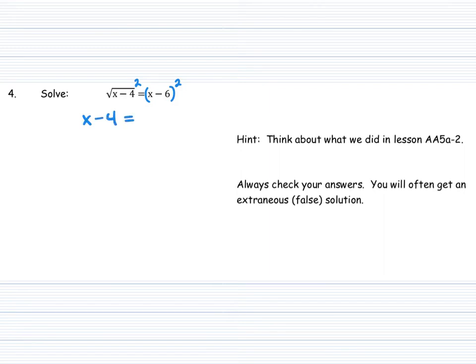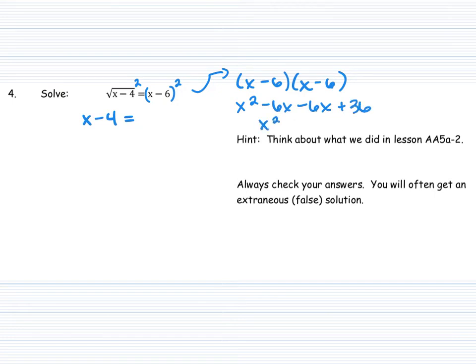Over here, though, on the right side, you need to make sure you remember that this is not x squared plus 36. This is x minus 6 times x minus 6, which, if you multiply it all out, is x squared minus 6x minus 6x plus 36. So x squared minus 12x plus 36. So make sure you remember that. So that all equals x squared minus 12x plus 36.